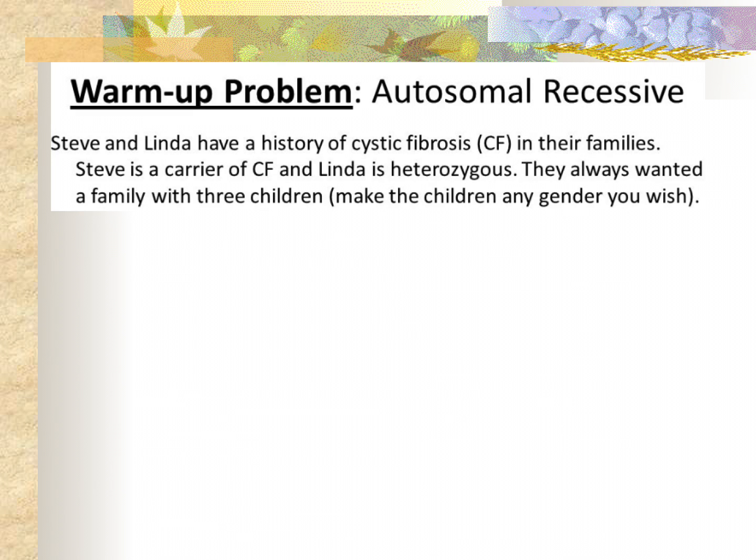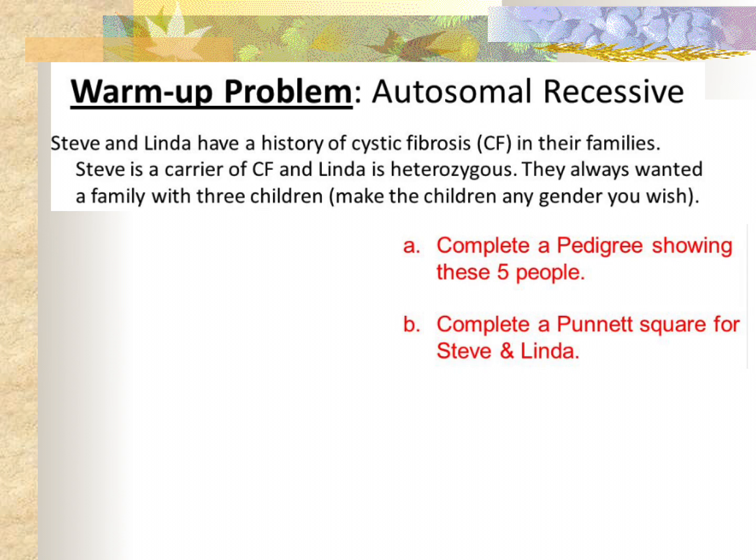Here we're going to do a problem together. This is about an autosomal recessive disease. Steve and Linda have a history of cystic fibrosis in their families. Steve is a carrier of cystic fibrosis, and Linda is a heterozygote. They always wanted to have a family with 3 children. Complete a pedigree showing these 5 people, the parents and the 3 children. Complete a Punnett square for Steve and Linda.